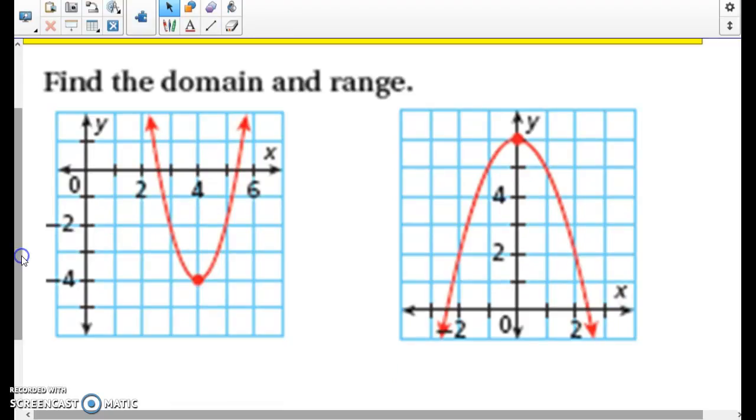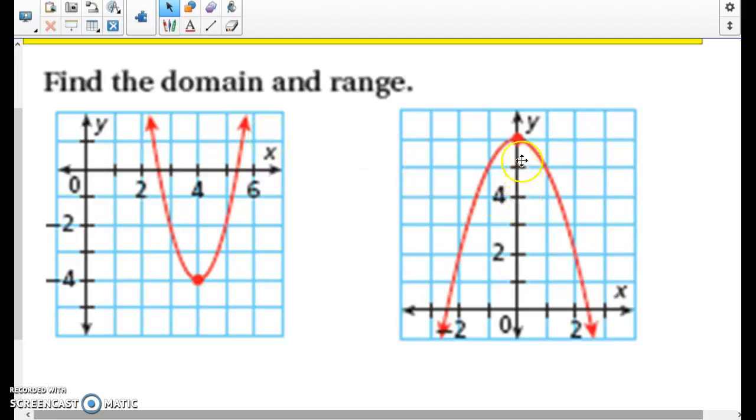my domain, since it's quadratic, would be all real numbers. I could pick any number I wanted for x. My range would be all numbers greater than -4. So because -4 is the lowest, I know all of my y numbers have to be bigger than -4. So domain, all real numbers. Range, all numbers greater than -4.